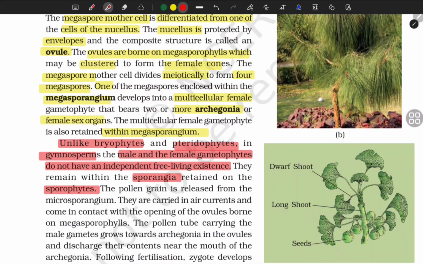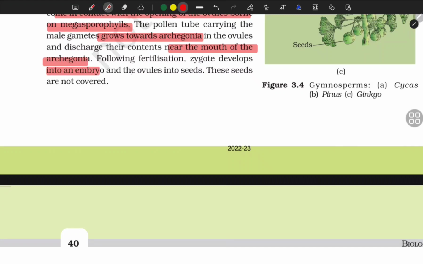The pollen grain is released from the microsporangium. They are carried in air currents and come in contact with the opening of the ovule borne on the megasporophyll. The pollen tube carrying the male gametes grows towards the archegonia in the ovule and discharges its contents near the mouth of the archegonia. Following fertilization, the zygote develops into an embryo and the ovule into seeds. These seeds are not covered.